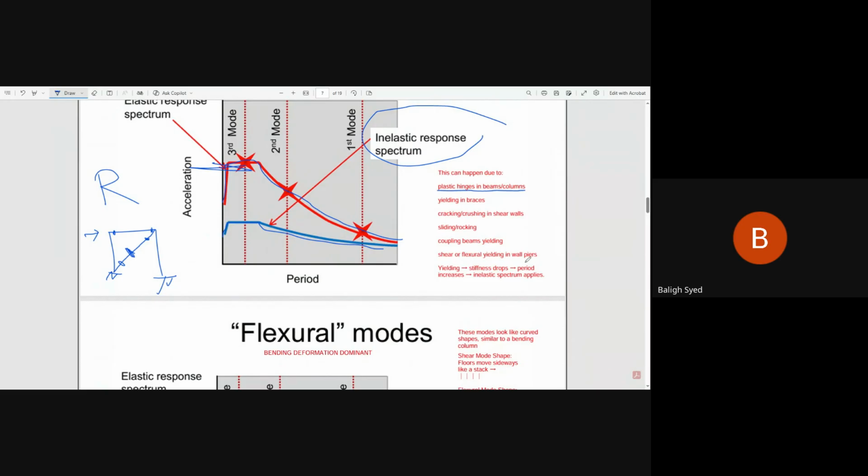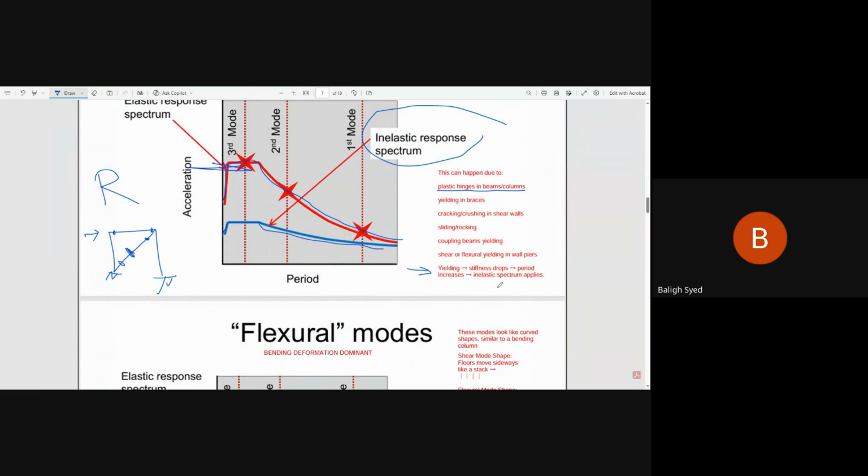shear or flexure yielding involves pier yielding. What is the meaning of yielding? When the system starts yielding, meaning the inelasticity is coming into the system, because there is a significant drop in the stiffness of the system. Okay, there is a significant drop in the stiffness of the frame.